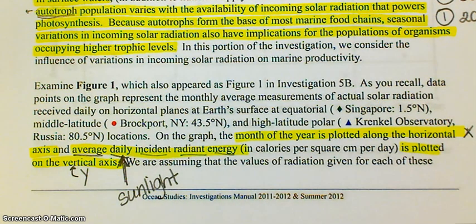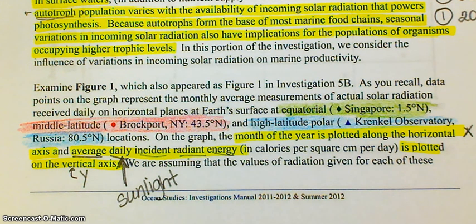And we're going to do this for 3 different locations. We're going to use green for Singapore. We're going to use red for our middle latitude, Brockport, New York. And we're going to use blue for our high latitude polar location.